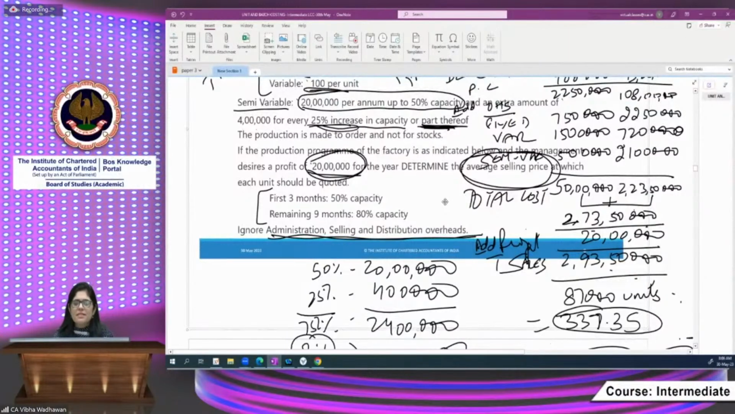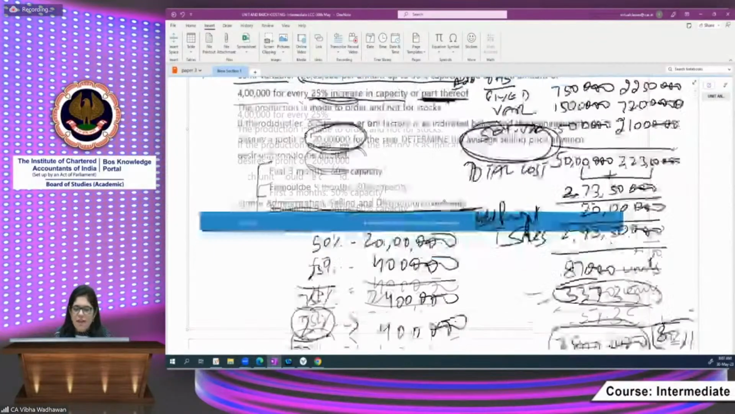If the capacity is per annum, first split between the months it is given, 3 or 9 months, and then calculate 50 or 80%. Clear? Don't calculate 50 or 80% directly from 1,20,000 per annum. It's per annum. You have to split between months first. Clear? So 337.35 is your average selling price. That is the final answer.